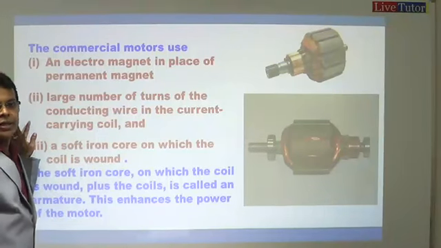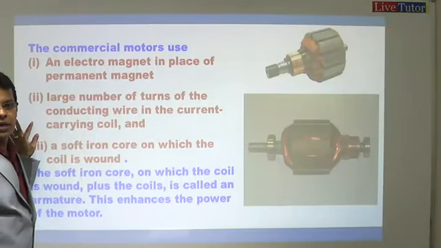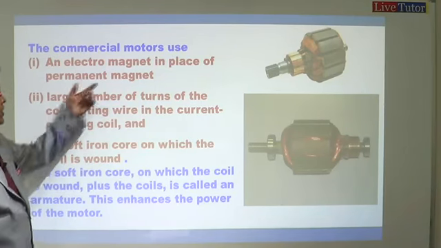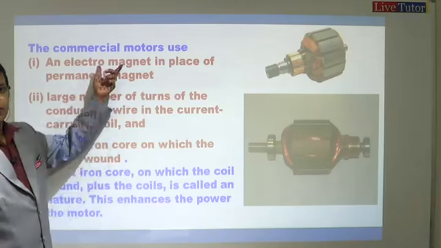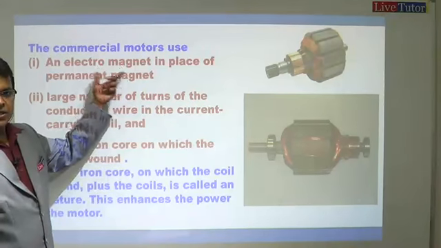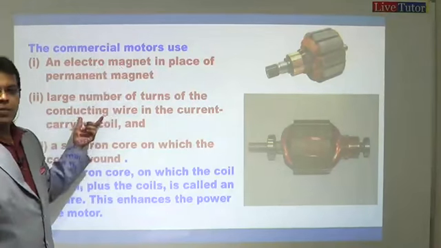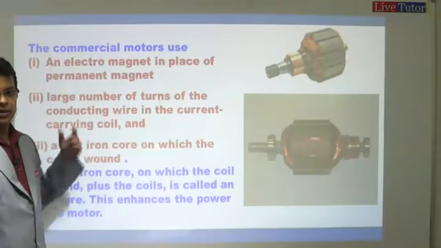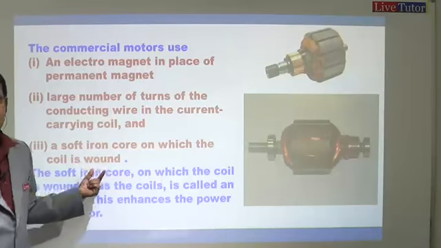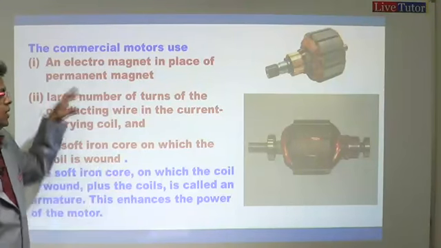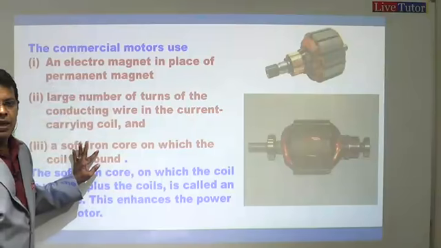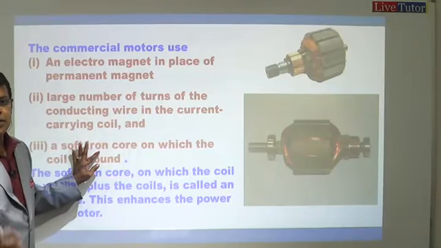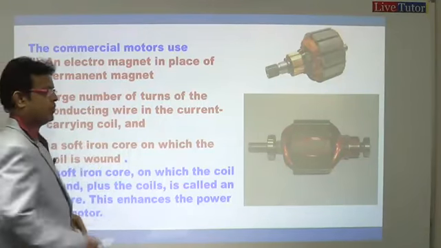There may be a question: how can the power of a DC motor be increased? So what you have to say? You have to remember these points. One, using an electromagnet instead of a permanent magnet; two, having a large number of turns of conductor coil; and three, using a soft iron core on which the coil is wound. These three points you have to remember to increase the power of a DC motor.